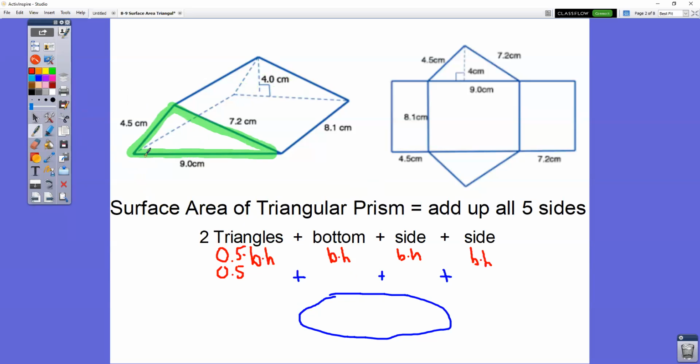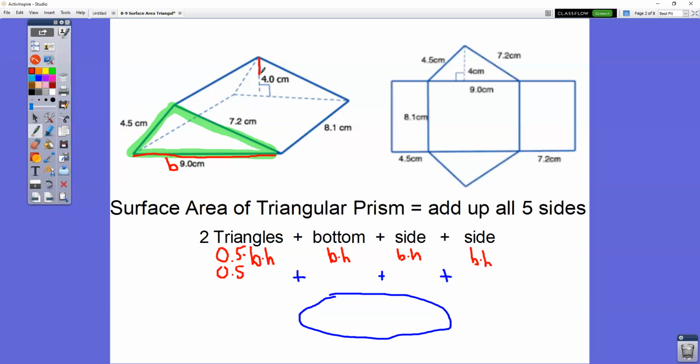So our base is right here. This 9 going across the bottom, that is our base. Now, I don't see a height here. Don't get confused with the 4.5 or the 7.2. Those are leaning to the sides. We don't want the ones that lean to the side. We want the one that goes straight up and down.